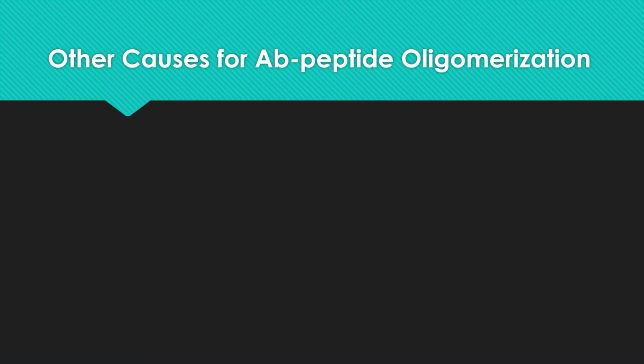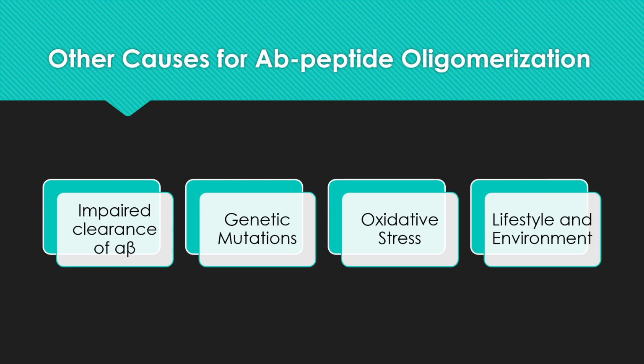But why do the amyloid beta peptides oligomerize in the first place? Well, there are a few reasons. As I alluded earlier, the main reason is the impaired clearance of the amyloid beta. Another common reason is genetic mutation, just like the mutations in the presenilin genes, or the accumulation can also be a result of oxidative stress and even more general, like the lifestyle and the environment. So quite literally, how much and how hard a given person thinks throughout the day.